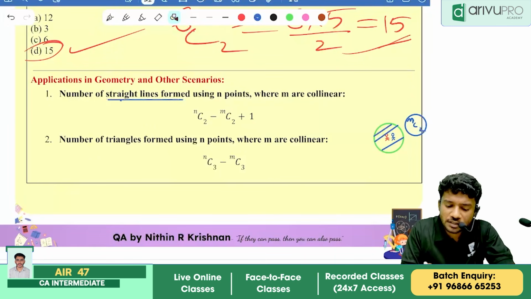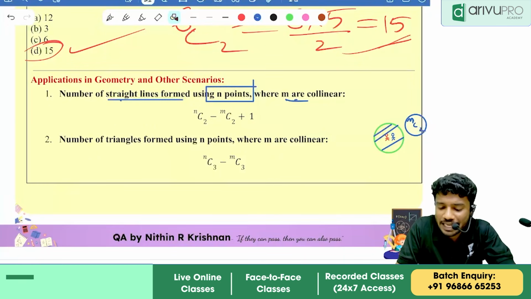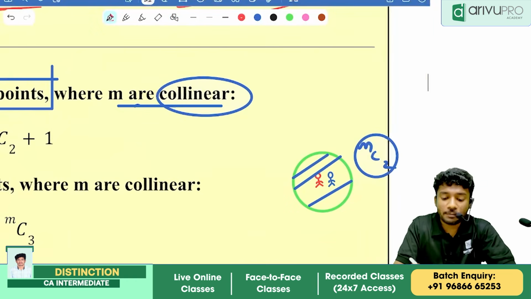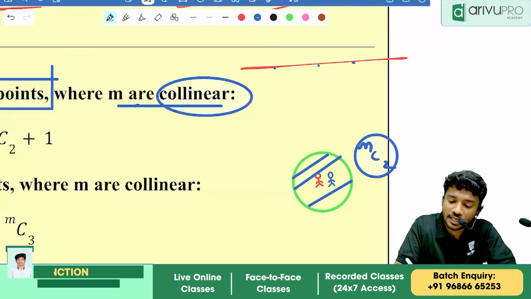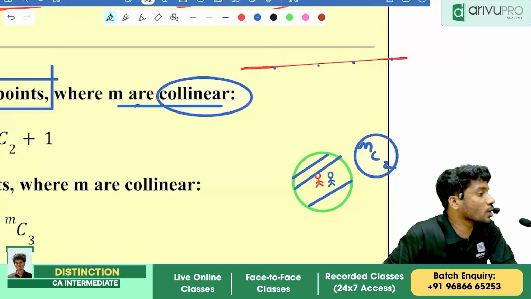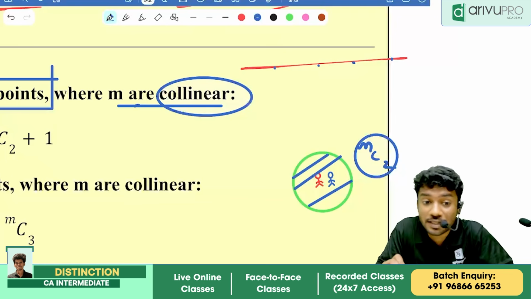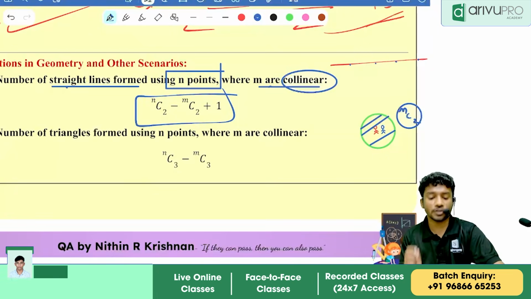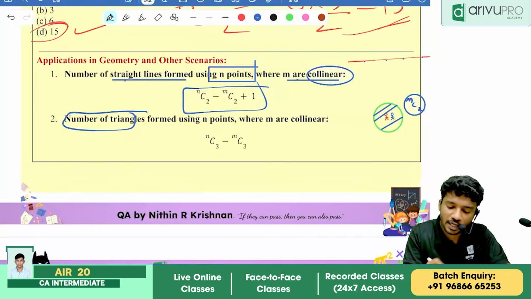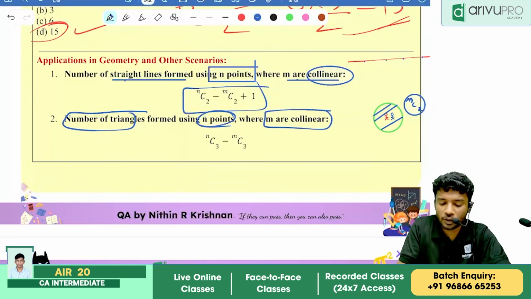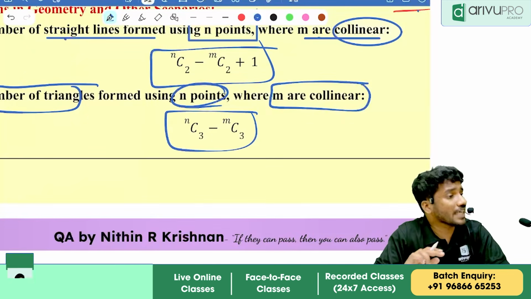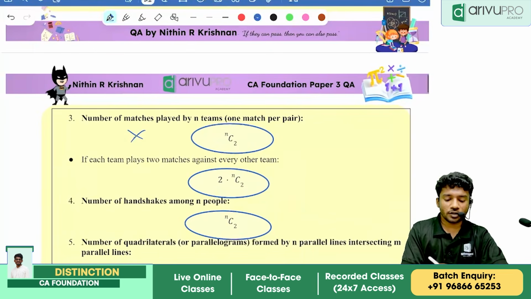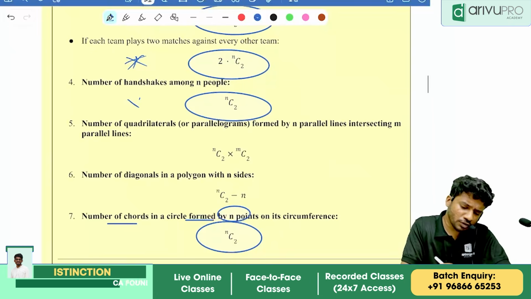Number of straight lines formed using N points where M are collinear. What is the meaning of collinear? We studied this in 7th standard. Whenever points are lying in a straight line, we call them collinear points. The formula is NC2 minus MC2 plus 1. Then the number of triangles formed by N points using M collinear points is NC3 minus MC3. There were questions from all of this. There is no other shortcut. The only shortcut is that you should remember this.